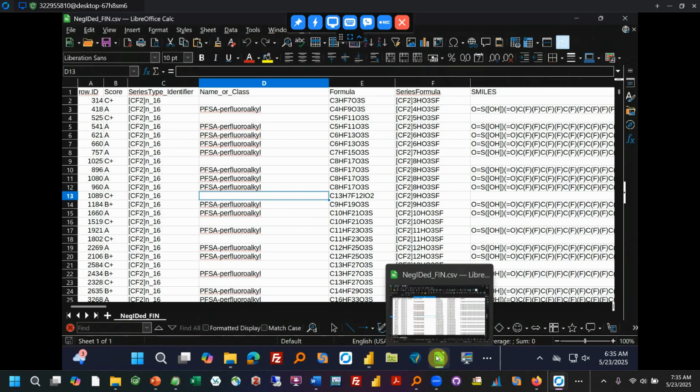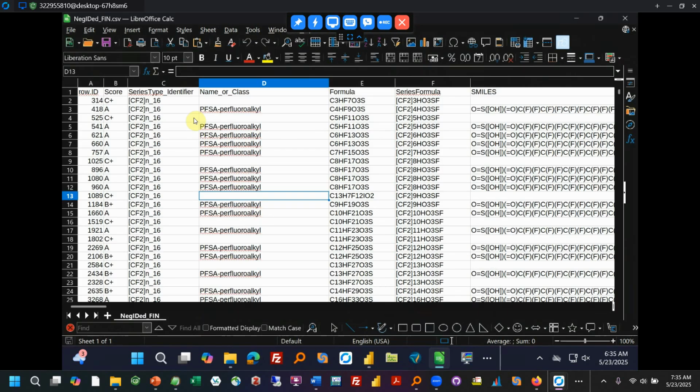And here we're going to be using LibreOffice, which is like an open source version similar to Excel. You can also, of course, use Excel or whatever spreadsheet software you want to use. So these are the results.